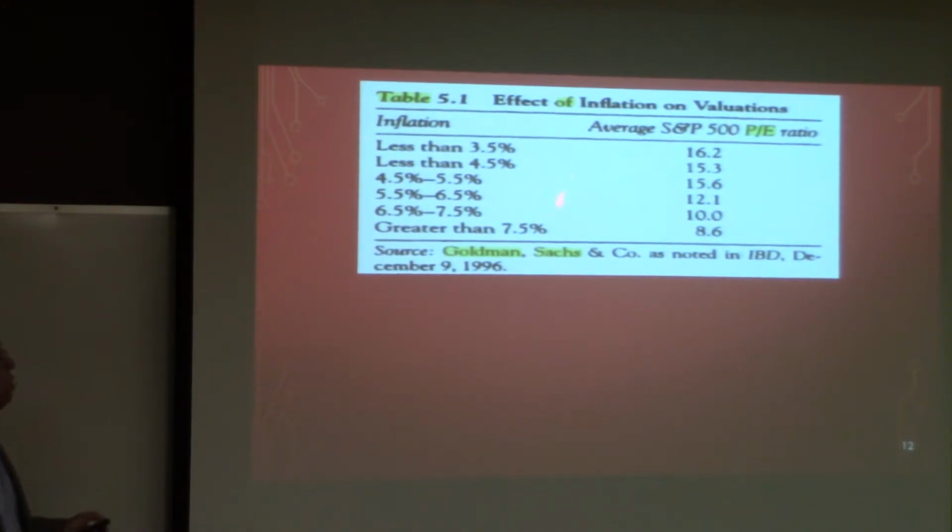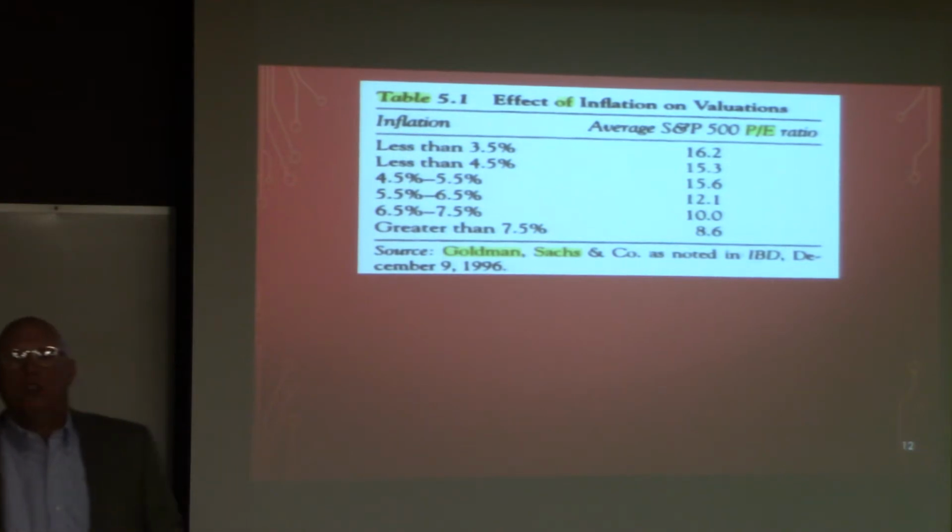What this shows us is that when inflation is less than 3.5%, the S&P 500 averages over 16 times earnings. When inflation is greater than 7.5%, it averages less than 9. So the higher inflation is, the lower multiples are. That's what this table shows us. And inflation went to 0, people, and interest rates went to 0. So interest rates went down and the multiple went up.